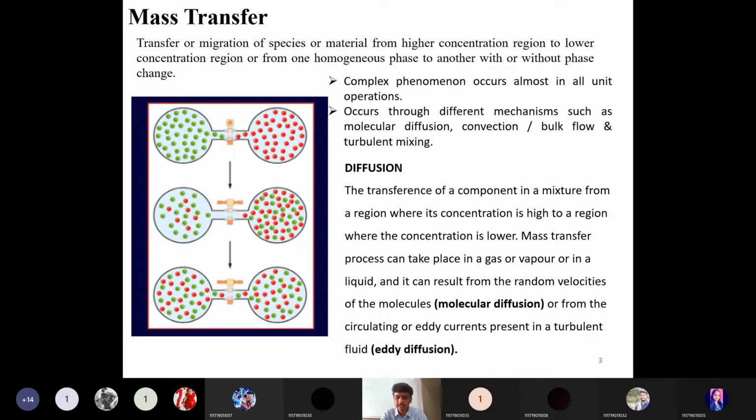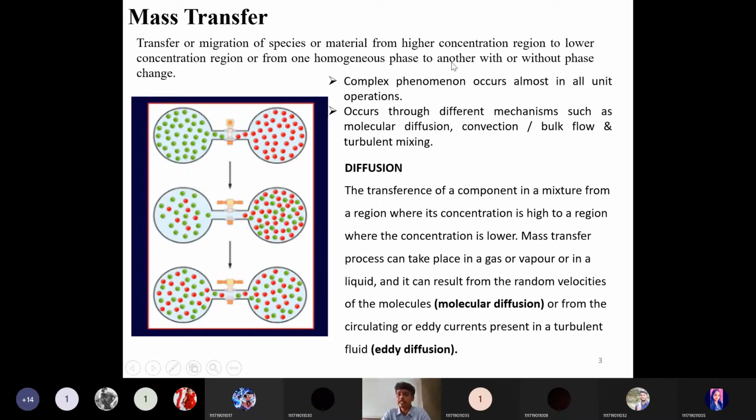Usually mass transfer, in the general sense, takes place from a higher concentration region to a lower concentration region. Similarly for heat transfer: whenever two bodies of different temperatures are brought together, the body having the higher temperature will exchange heat with the body having the lower temperature. So heat transfer also takes place from a higher temperature region to a lower temperature region. A similar phenomenon is observed in mass transfer, which naturally takes place only from a higher concentration region to a lower concentration region.